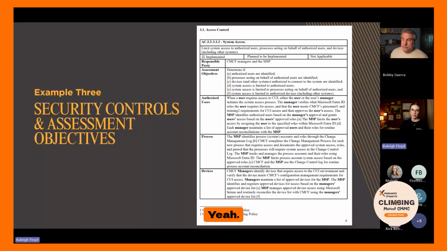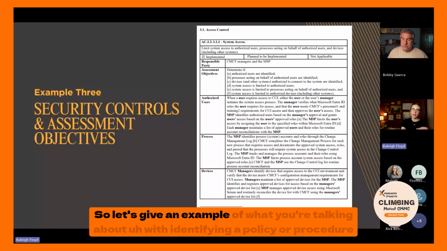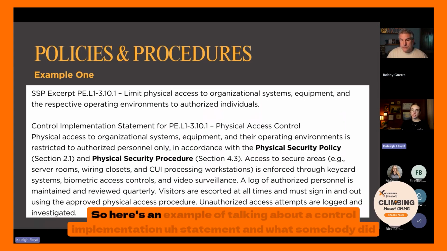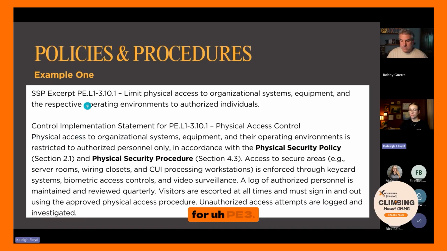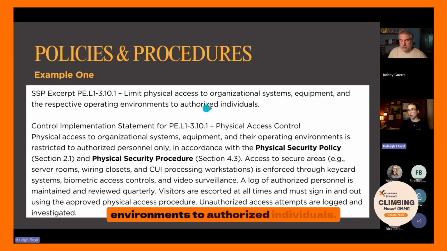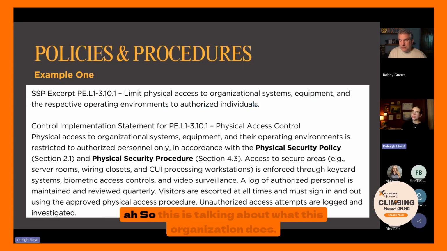Right, exactly. Yeah, so let's give an example of what you were talking about with identifying a policy or procedure inside of your System Security Plan, Bobby, like how you were talking about bolding it. So here's an example of a control implementation statement and what somebody did for PE 3.10.1, limiting physical access to organizational systems, equipment, and the respective operating environments to authorized individuals, right? So this is talking about what this organization does.